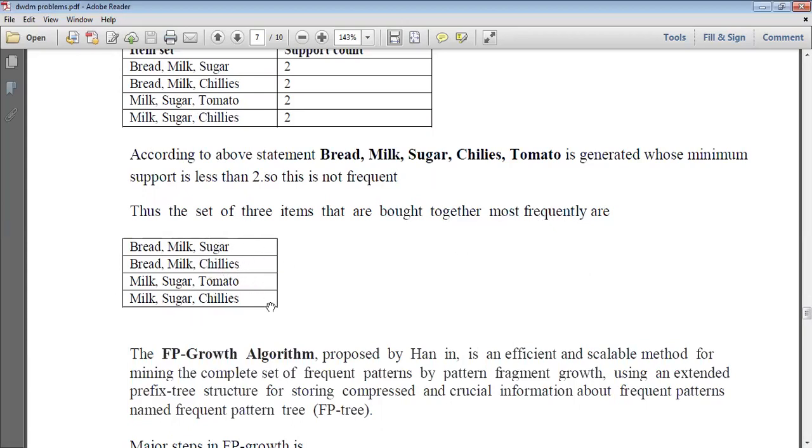These are the item sets for the Apriori algorithm: bread, milk, sugar; bread, milk, chilies; milk, sugar, tomato; milk, sugar, chilies. These are the frequent item sets you find using the Apriori algorithm.